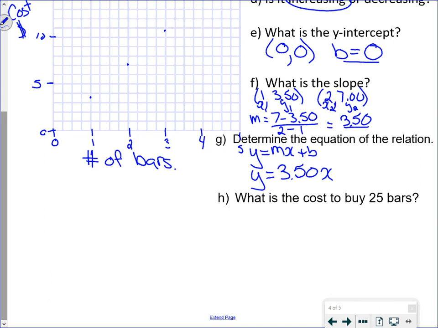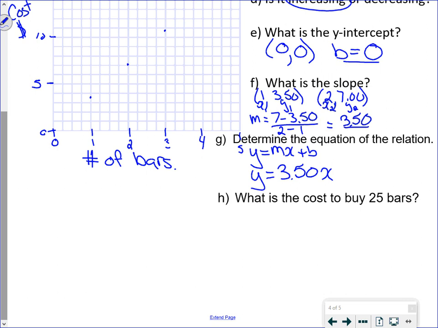The last question says, what is the cost to buy 25 chocolate bars? So there's a couple different ways you could do this. You could extend your graph to figure it out. You could continue your table of values to figure it out. Or we can use our equation to figure out what the cost to buy 25 chocolate bars is.